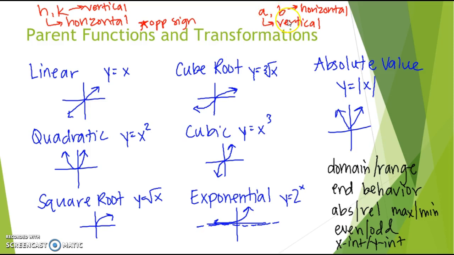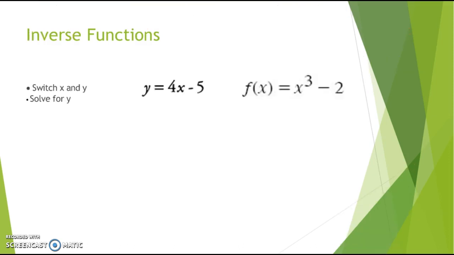And then we also talked about A and B, if they're negatives, that's going to be reflecting. So a negative A reflects vertically, so you're reflecting up and down, and a negative B reflects horizontally, so you're reflecting left and right. So make sure you're aware of all these transformations, the graphs, key features, and all that stuff for each of these parent functions.